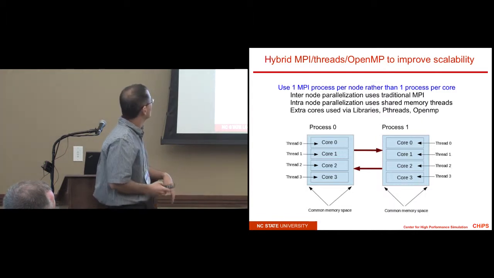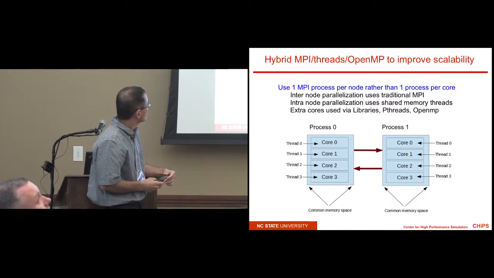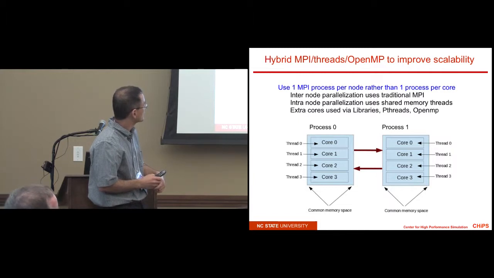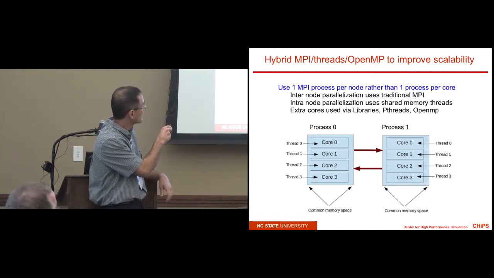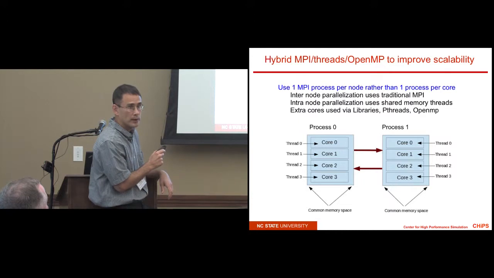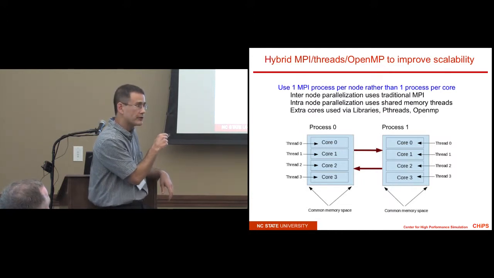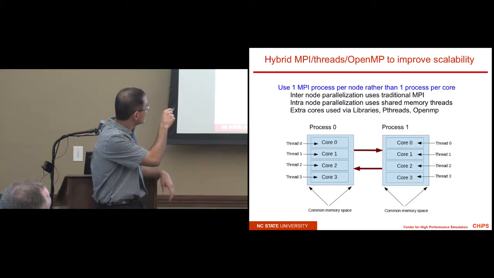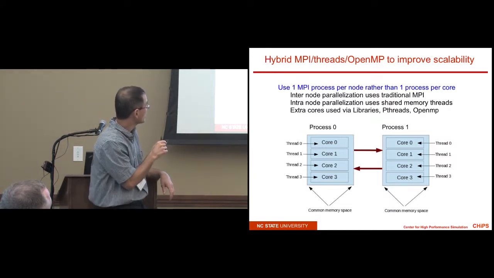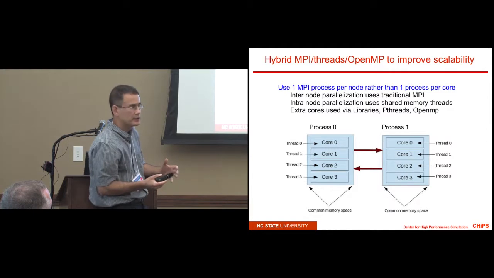Must have hit it. So we've adopted a hybrid approach to try to improve our scalability and use one MPI process per node rather than one per core. That means you have to have some other parallelization strategy within a node. And we've been using shared memory threads, and there are different ways you can use these.